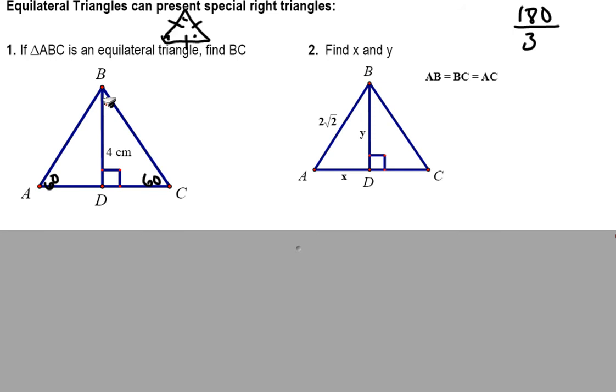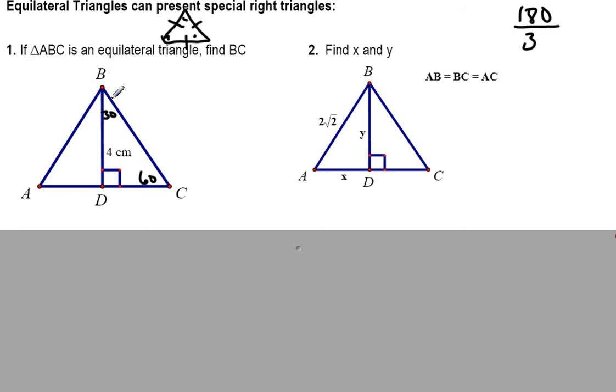Now, if this is an equilateral triangle and you have a right angle coming here on the side, that means that this is also an angle bisector. So this angle, 60 degrees, has been bisected. So here is where we have our special right triangle, a 30, 60, 90 triangle. So now that we know it's a 30, 60, 90 triangle, let's use our new steps to solve for the missing side BC.